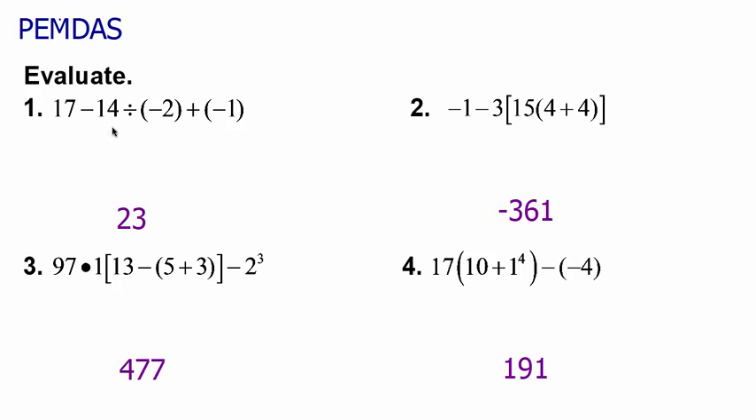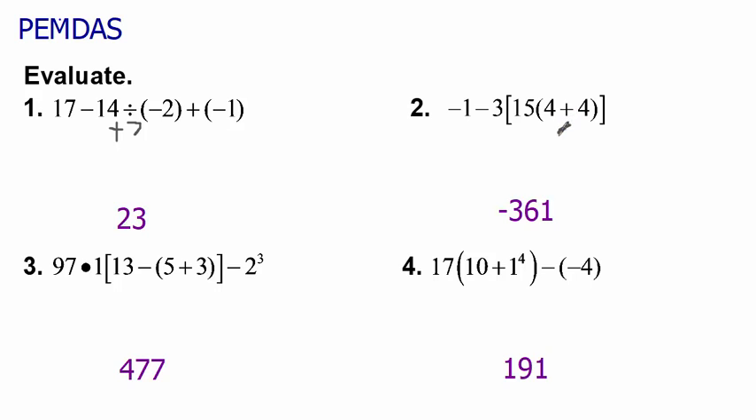So this part here becomes -7, but then since I am subtracting it, it'll be positive. Then I have 17 plus 7 plus a negative, so that's going to be -1, and that ends up with 23. Over here, I have two types of parentheses.